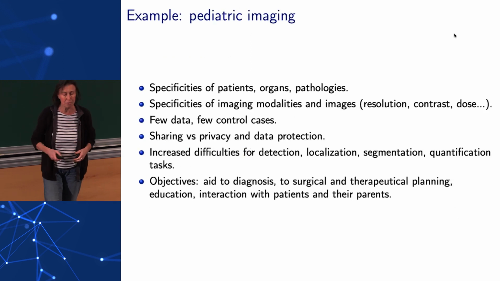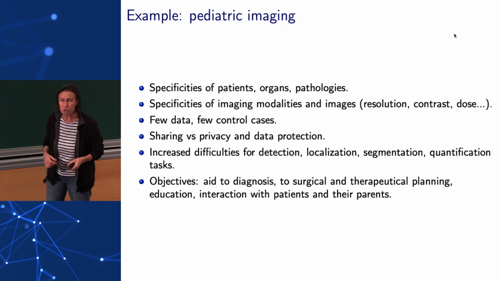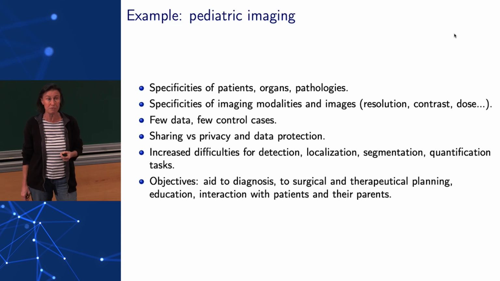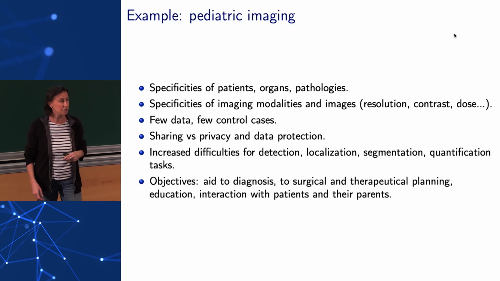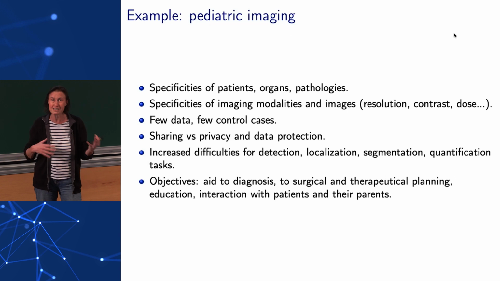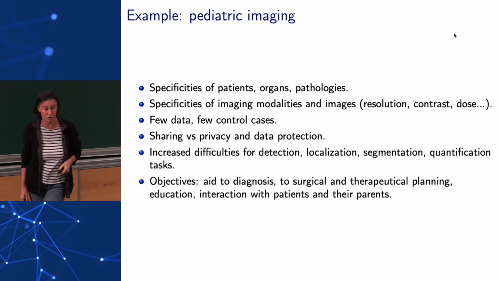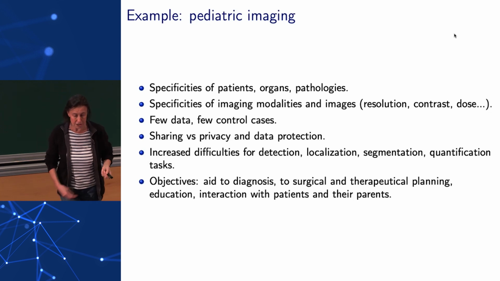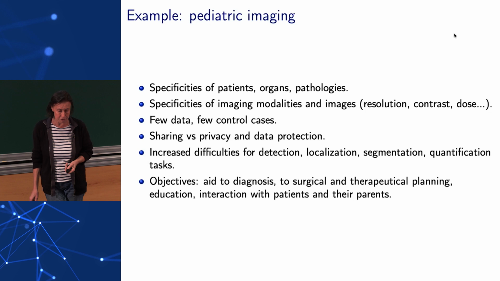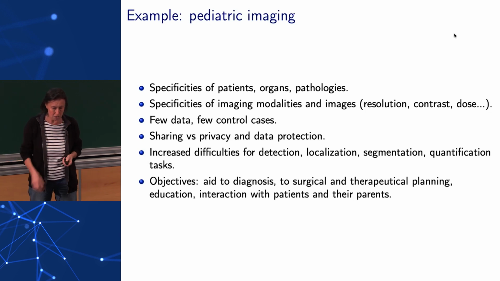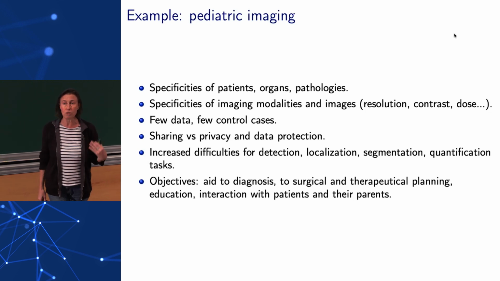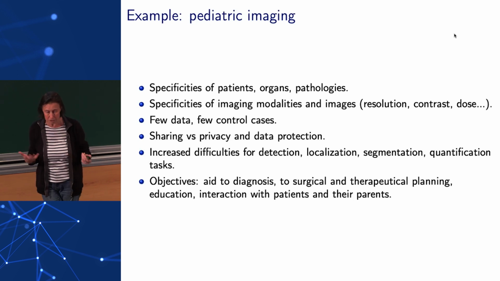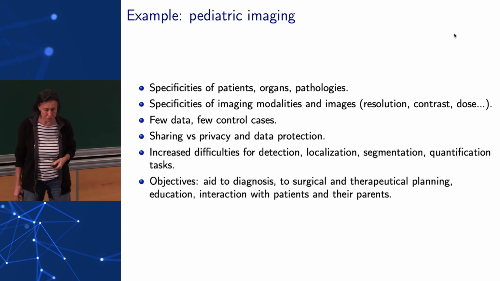Okay, so let's take the example of pediatric images. So the difficulty with respect to adult images, for instance, is that we have a lot of specificity. So the patients are different, of course, in morphology, size, etc., but also in the type of pathologies they have, and in the appearance of these pathologies in images. So images are very different, and for many reasons. And also the way we acquire images is much more constrained with children than with adults, and this induces also a lot of difference.